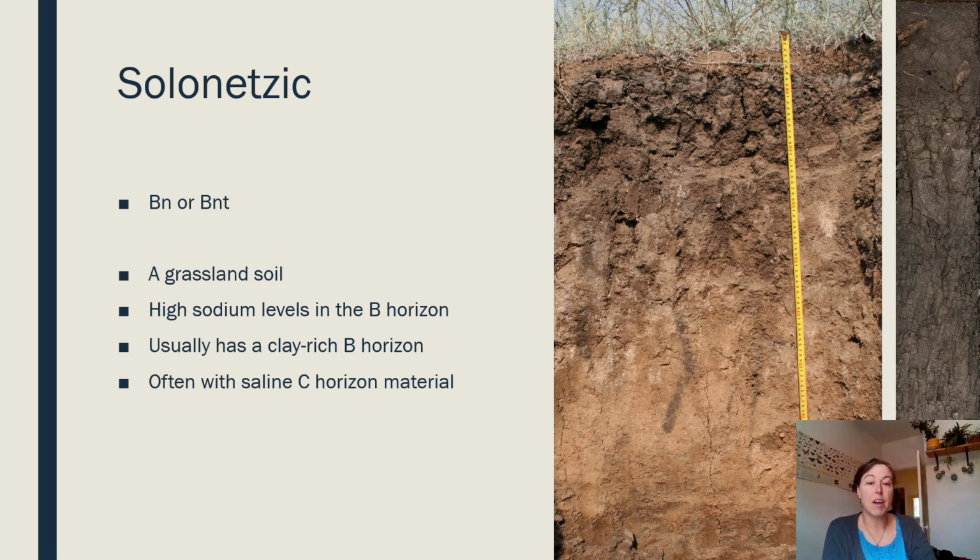Solonetzic is another grassland soil, but this one is lacking that Ah layer. Its defining features are the clays and sodium levels. So you can see the Bnt, n for sodium, Na is sodium, t for ton, the German word for clay. So the soils don't look quite as dark, and you're seeing like a smoother material from that clay enrichment and that lighter color from that sodium enrichment. They're definitely a very different color than the Chernozemic.